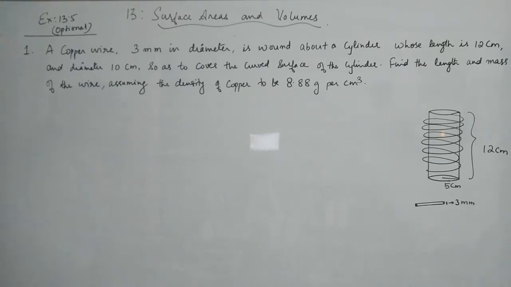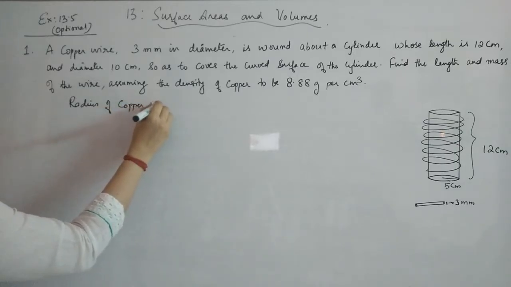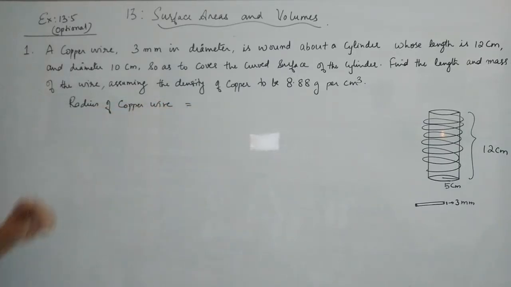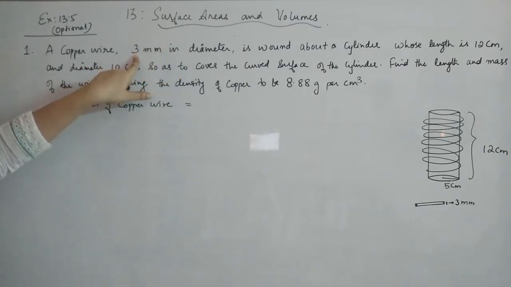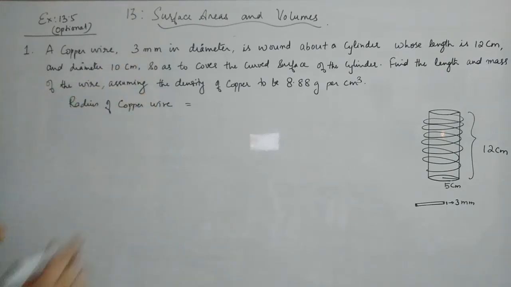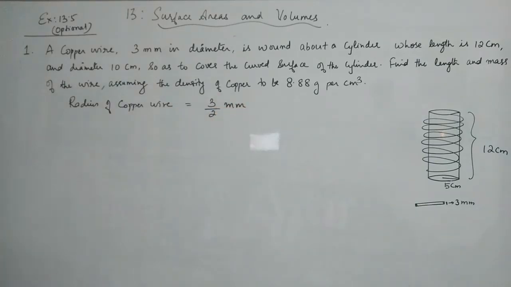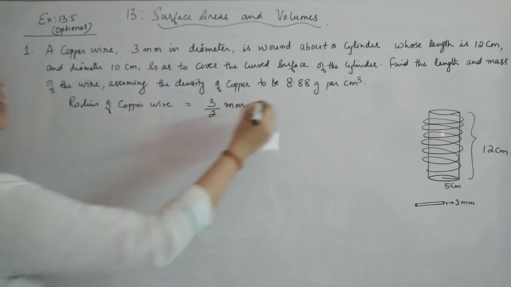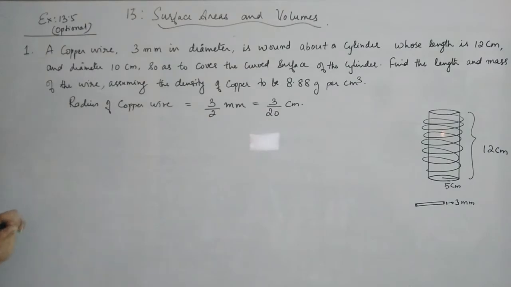So let's start with the given things, which is the radius of copper wire. The diameter is given as 3 mm, so 3 by 2 will be the radius, which is in mm. Now we have to change this into centimeters because the remaining things are in centimeters. So you will have 3 by 2 into 10, that is 3 by 20 centimeters.